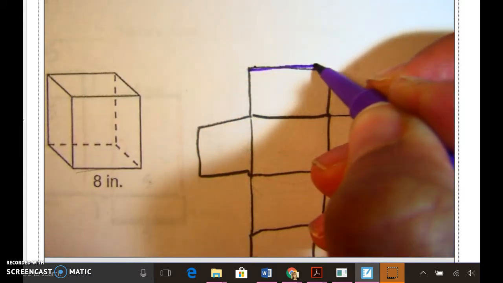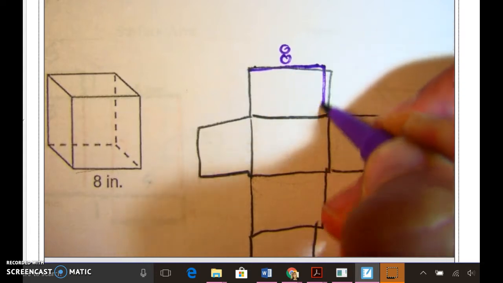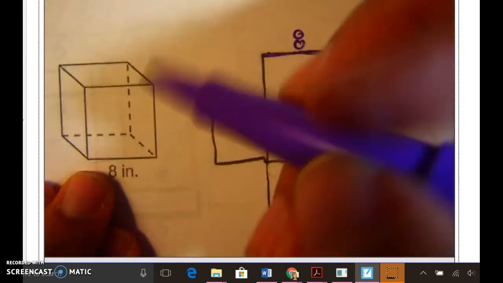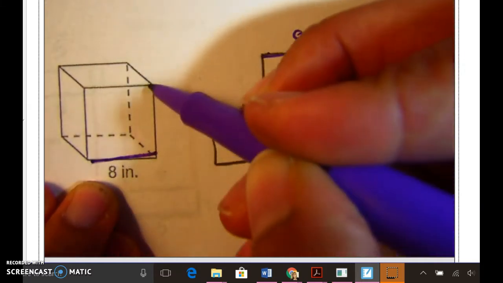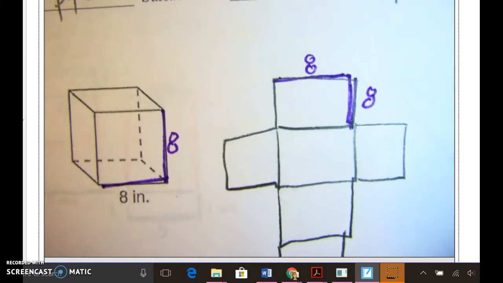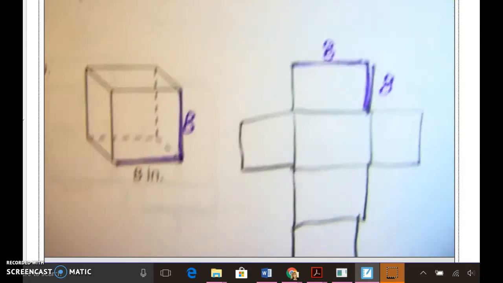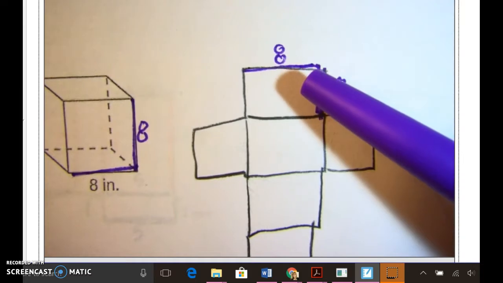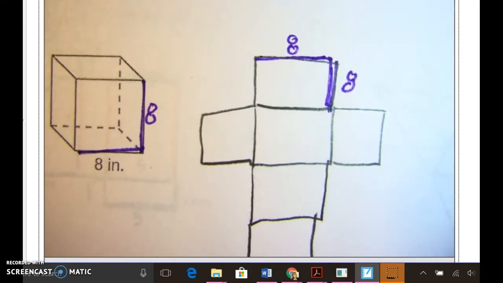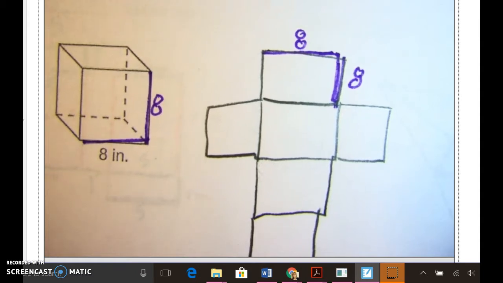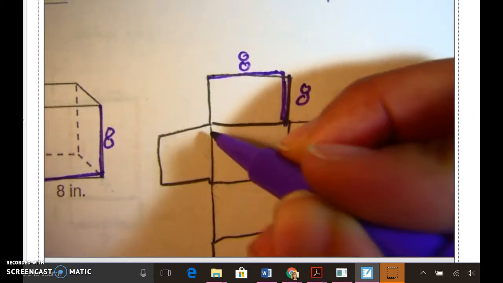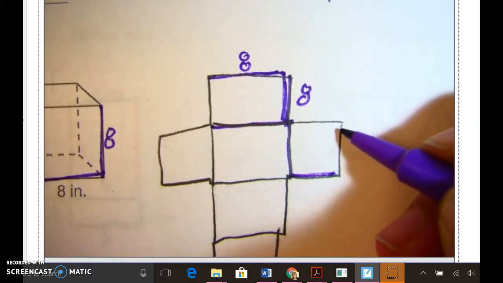So that means this would be 8. And this would be 8. Even if I didn't draw it to look that way, that's what's true about a cube. A cube is made up of squares, and squares have the same length sides. 4 congruent sides. Okay, so I need to find the surface area of the cube, and the area of each square is going to be side times side. All the sides are 8. This is 8, this is 8, this is 8, this is 8. All the sides are 8.